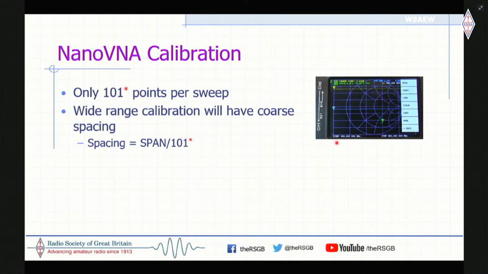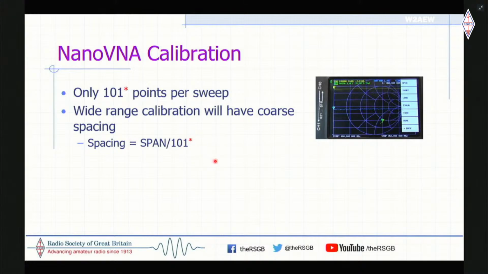Okay, so you might say, well, why don't I just do a calibration from 1.6 megahertz up to 30? It'll cover my whole HF band. Well, if you do that, you're going to have a very coarse spacing of the calibrated points, and you might only get 1 or 2 points that land somewhere within your amateur radio bands. So you have to consider that.